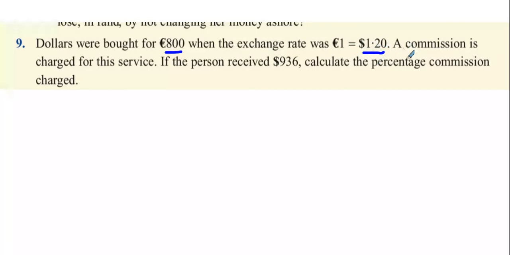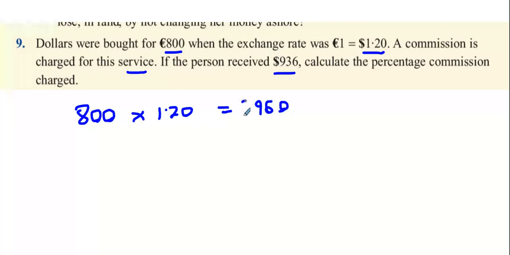Okay, awesome. 9. Dollars are bought for €800 when the exchange rate was €1 is to $1.2. A commission is charged for this service. If the person received $936, calculate the percentage commission charged. Okay, so €800 should be a larger amount than dollars, because dollar is a bigger number than euro, so multiply by 1.2 should be $960. Okay, but some of your money has gone missing, because you should have 960, but you only have 936.